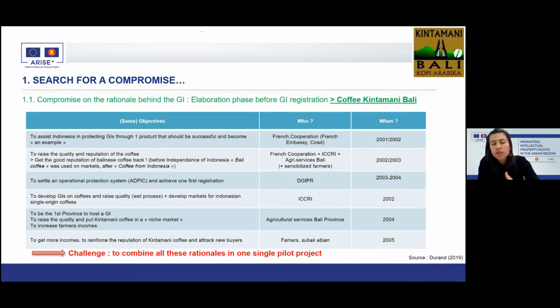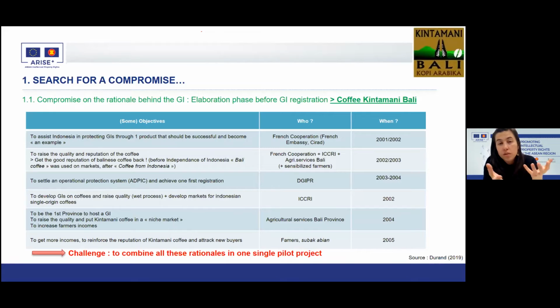For the research center on coffee and cocoa itself, they had also a very strong objective to develop GIs, but not only in Kintamani, but just to develop GIs on coffees and to raise quality, especially by introducing wet process as much as possible, and develop the markets for Indonesian single origin coffees. That was a very important rationale because French people were also involved in this project.